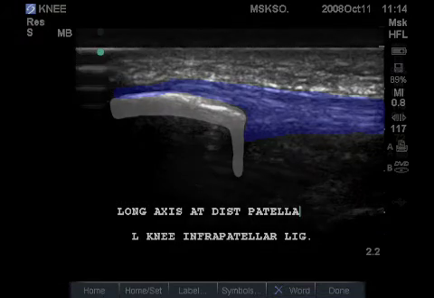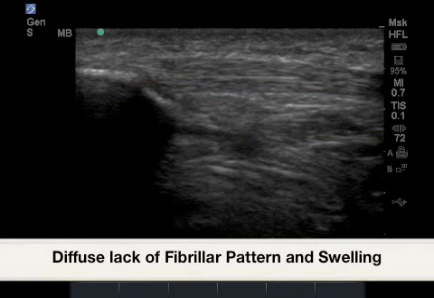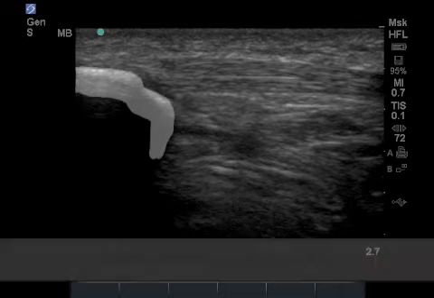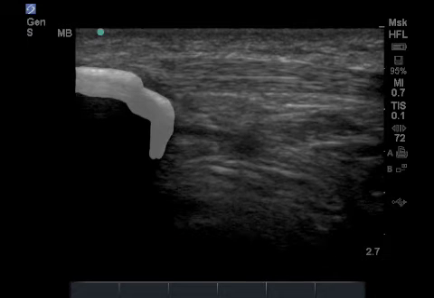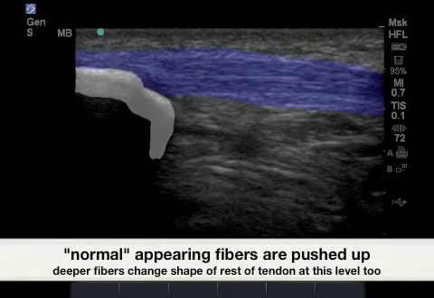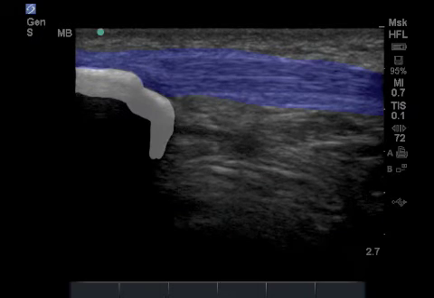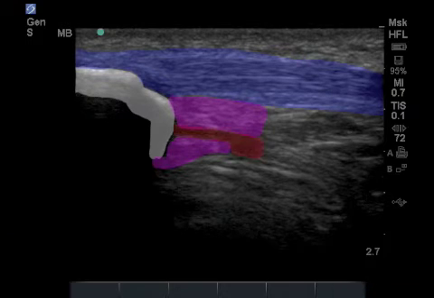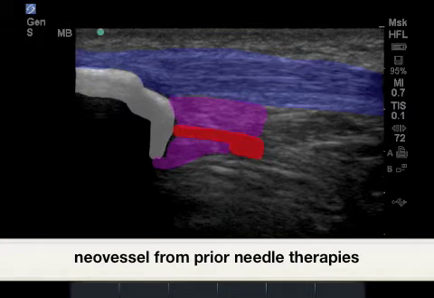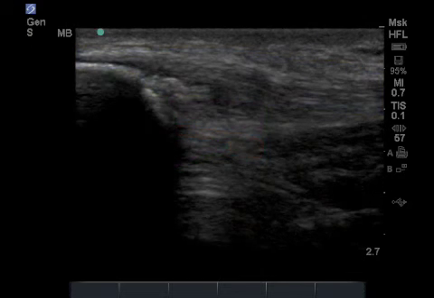In our next image, we see diffuse thickening of the inferior segment of the proximal infrapatellar tendon. Highlighted in white is the apex of the patella, which seems relatively unchanged. And here is the more normal fibrillar pattern of the infrapatellar tendon, and the purple, which is the diffuse thickened portion, followed by a hypoechoic single vessel, likely caused by prior needle therapies to this site.